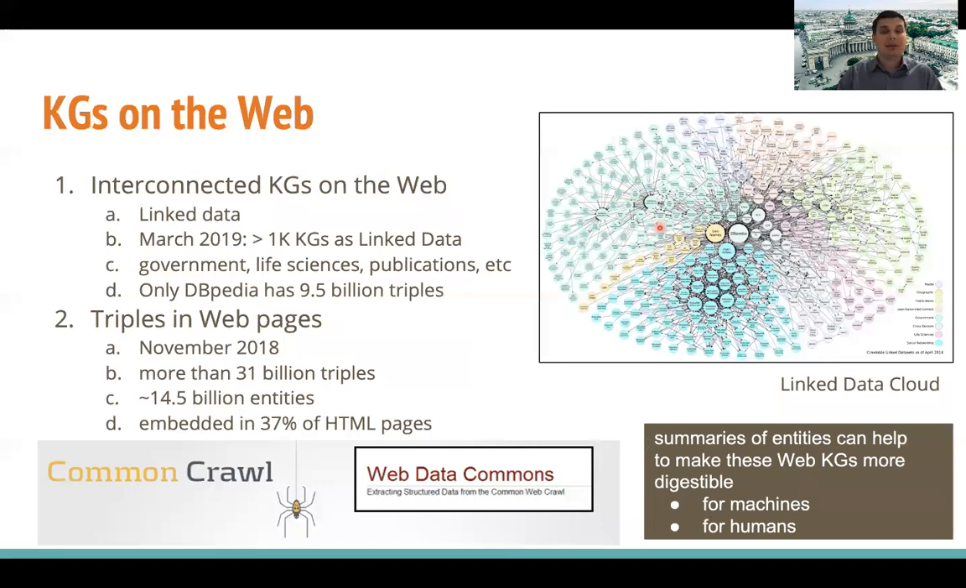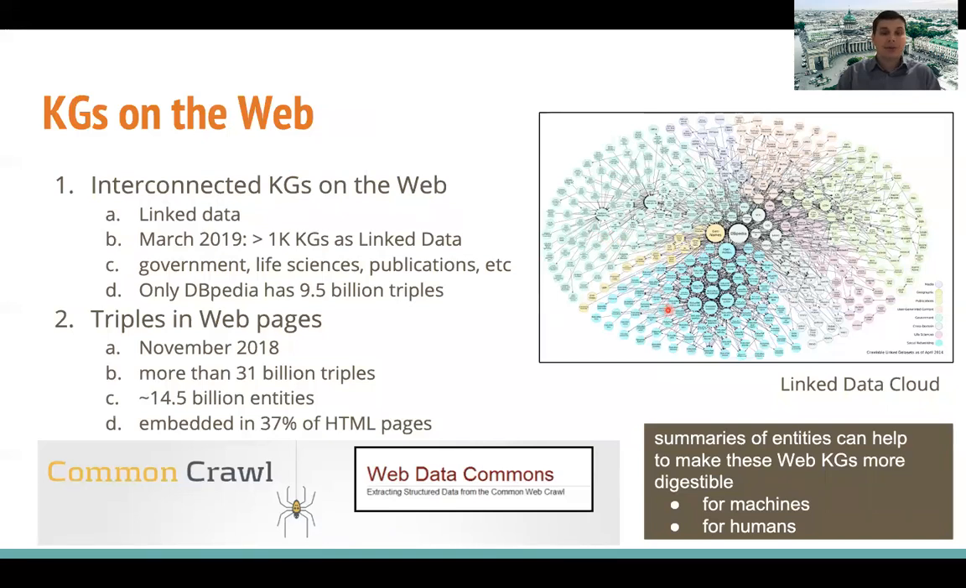The next example is from the web. Knowledge graphs, and here there are two things I'd like to say. Knowledge graphs are available on the web, and one can actually find and download quite many knowledge graphs. In 2019, there were more than 1,000 knowledge graphs interconnected between each other, and this is known as the linked data cloud. So here you can see this linked data cloud, lots of circles which are knowledge graphs, and they're interconnected.